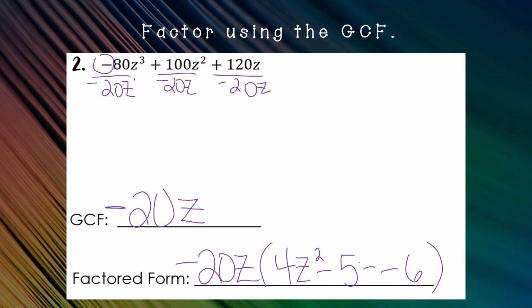So your factored form is negative 20z times 4z squared minus 5z minus 6. So you have two factors. Negative 20z is a factor. That's your greatest common factor. And then you have this trinomial right here. And again, in the upcoming days, we're going to look at that trinomial and see if we can do more to it.